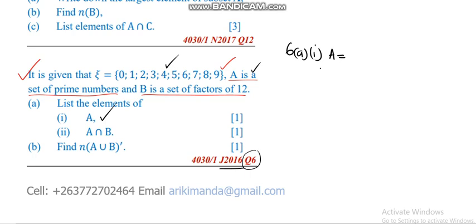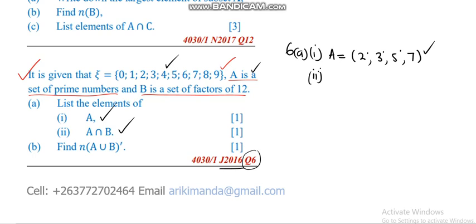Prime numbers that we can pick from the universal set start from 2, we have 3, we have 5, we have 7. These are the elements of A. These are prime numbers found in the universal set. Let's proceed to the next part, which is A intersection B. This is part 2 of our question. But take note, we have A already.